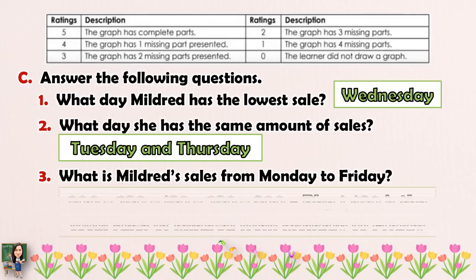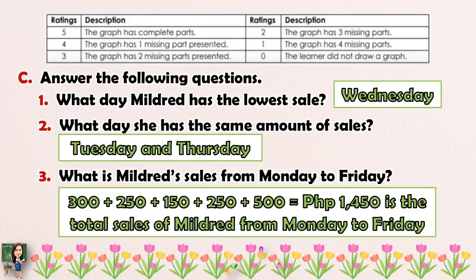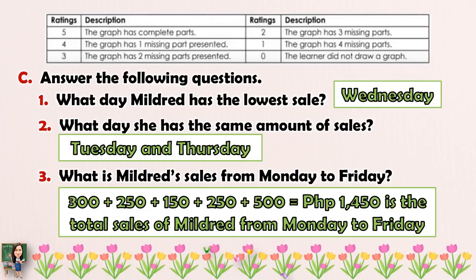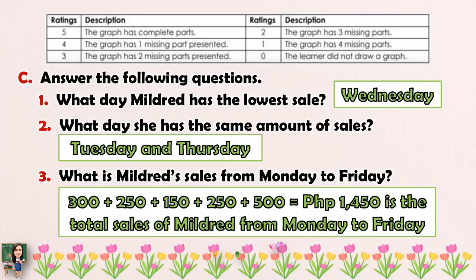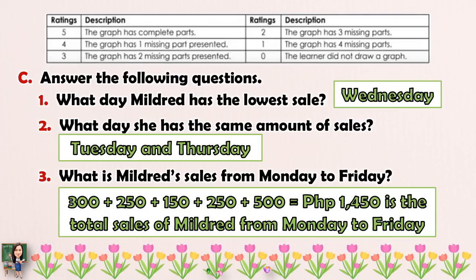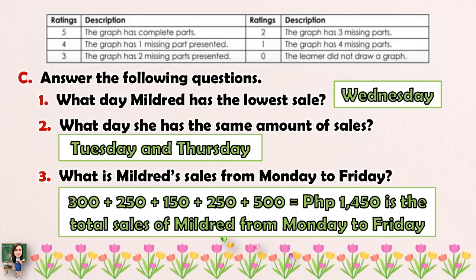Correct. When you add the sales of Mildred from Monday to Friday, which is 300 plus 250 plus 150 plus 250 plus 500, the total sales is 1,450. 1,450 is the total sales of Mildred from Monday to Friday.